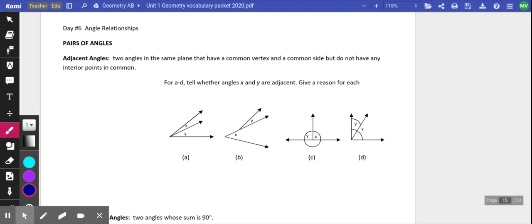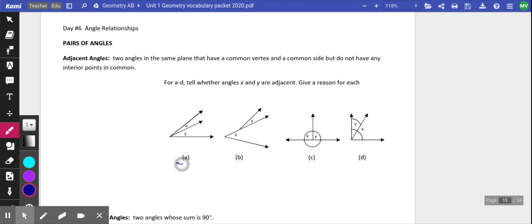First thing we're going to discuss is pairs of angles, and the first pair is adjacent angles, which I did use yesterday. The term adjacent angles means two angles in the same plane that have a common vertex and a common side but don't have any interior points. So that means they're simply not overlapping.